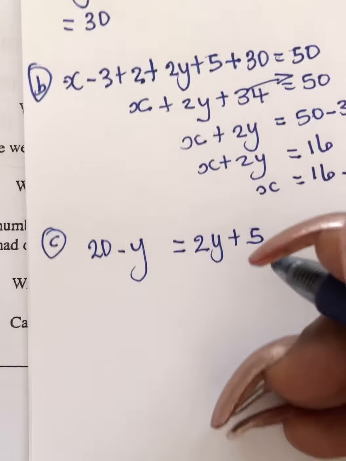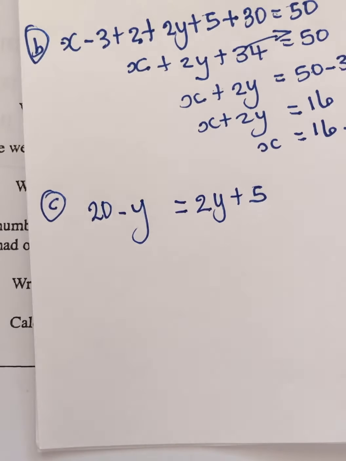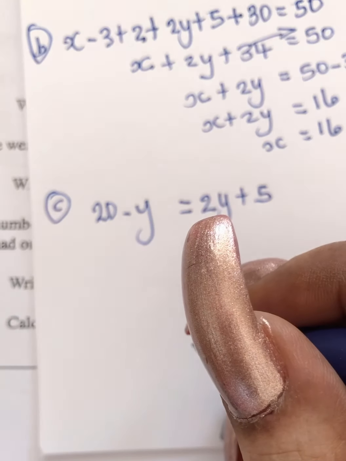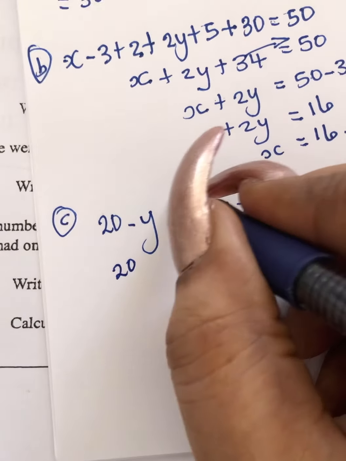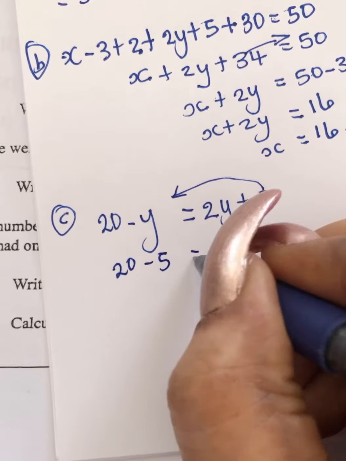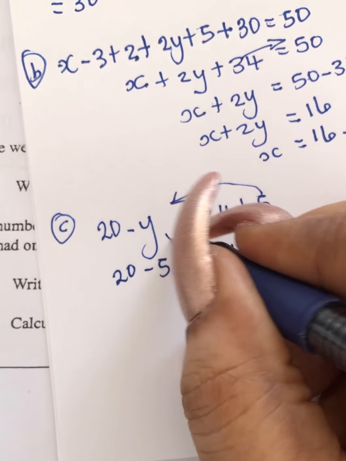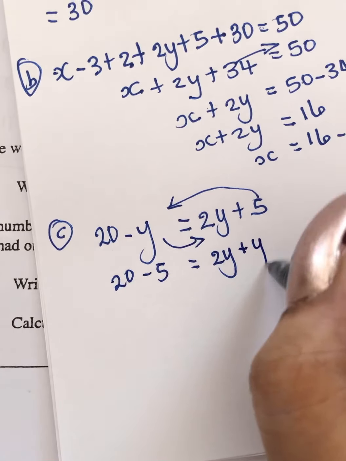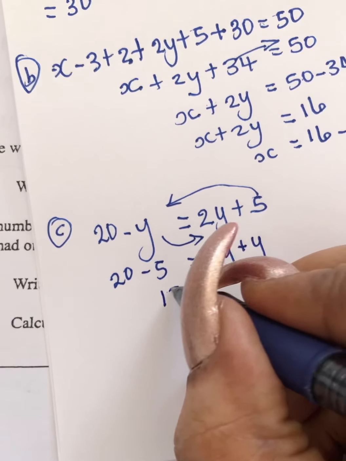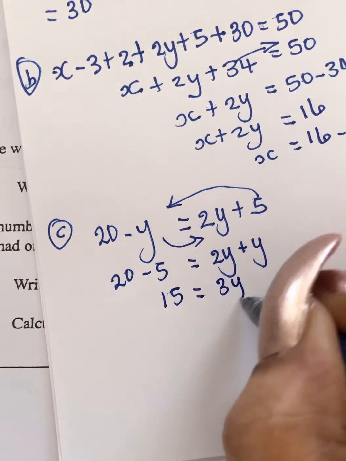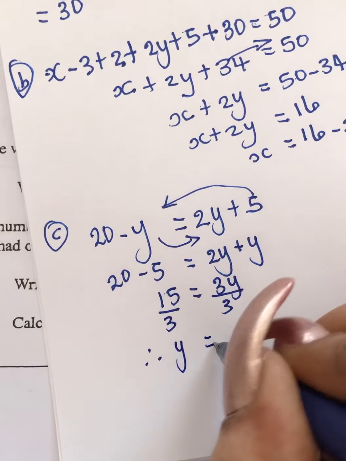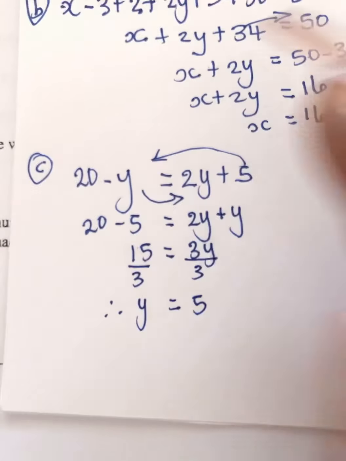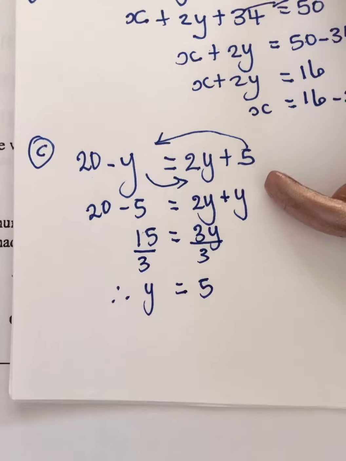There is another way we could have done this part of the question. And now I connect like terms on the same side and I solve for y. I'm going to keep 20 and I'm going to bring across 5. I am going to keep 2y and I'll take across negative y. So we will have on this side 15 and 3 over here. Therefore, y is equal to 5. Good.